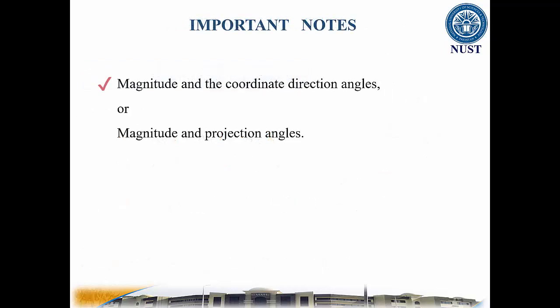Sometimes 3D vector information is given as magnitude and coordinate direction angles, or magnitude and projection angles. Notice the difference between coordinate direction angles and projection angles. You should be able to use both these types of information to change the representation of the vector into Cartesian form, such as F equal to 10i minus 20j plus 30k newtons.